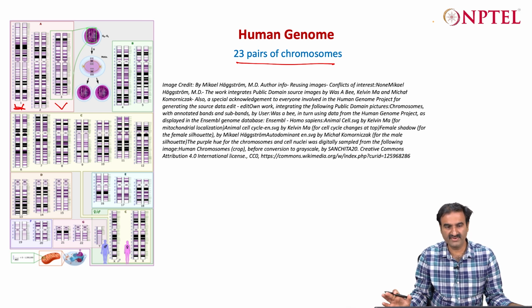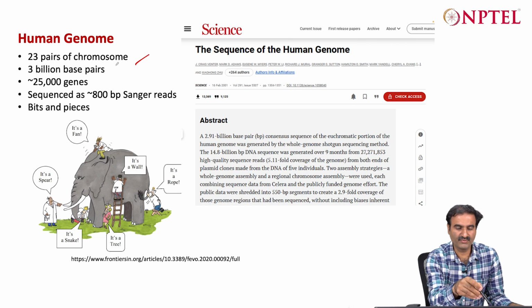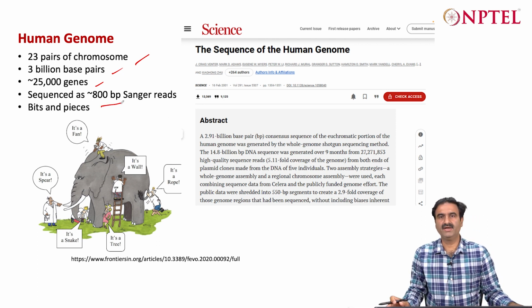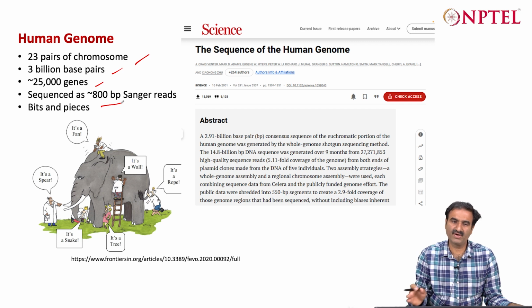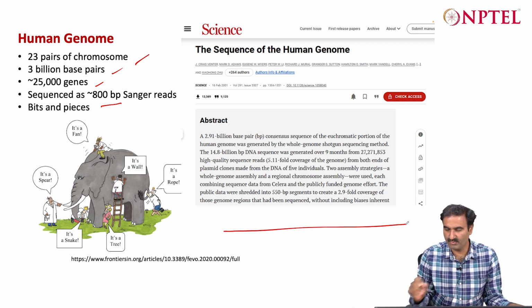So this is the story of the human genome, which has 23 pairs of chromosomes, almost 3 billion base pairs, containing about 25,000 genes, or we are still discovering more and more genes. And the first genome was done using Sanger reads, which were about 800 to 1000 base pairs long. Basically you can imagine that you are trying to cover a very big chromosome with pieces of just 800 base pair long reads.